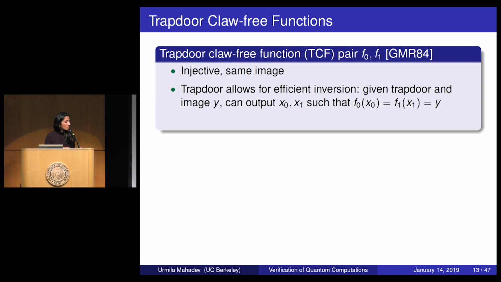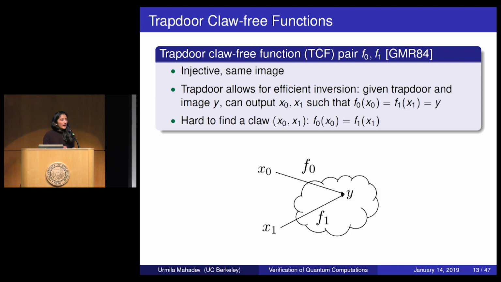The final condition is called the claw-free condition. And what this says is that without the trapdoor, it is hard to find any pair of overlapping pre-images which map to the same point. And this pair of overlapping pre-images is called a claw, kind of just because of this picture. So this is what it means to be claw-free. And when I'm assuming the existence of trapdoor claw-free functions, what it means is that I'm assuming that both quantum and classical computers cannot find a claw if they don't have access to the trapdoor.